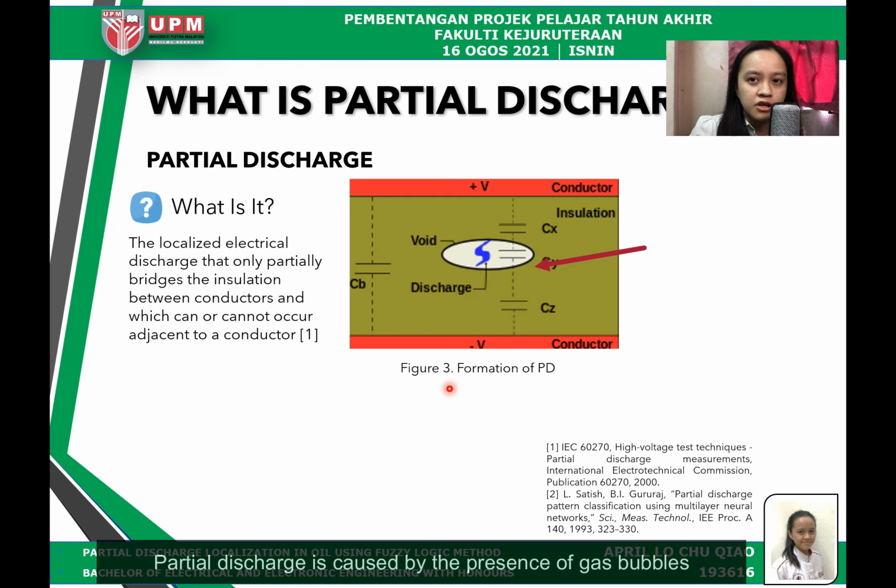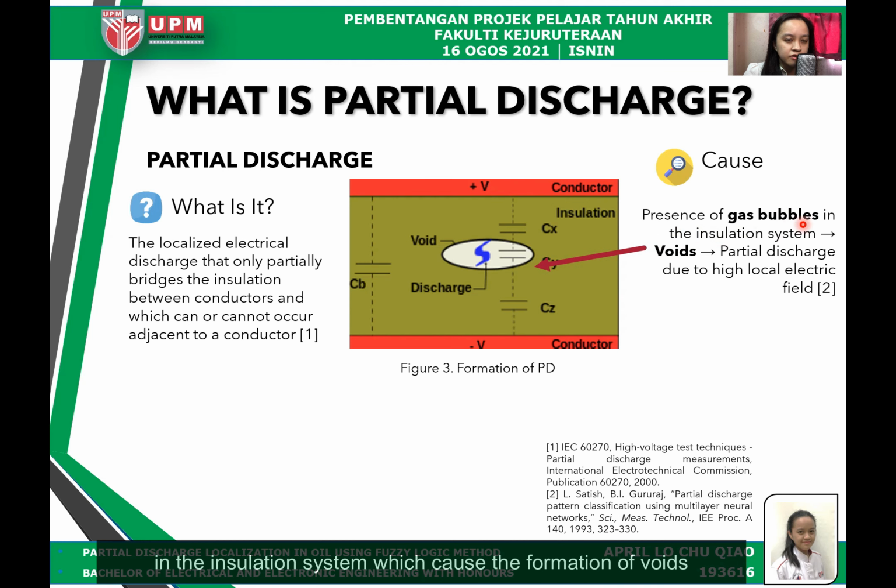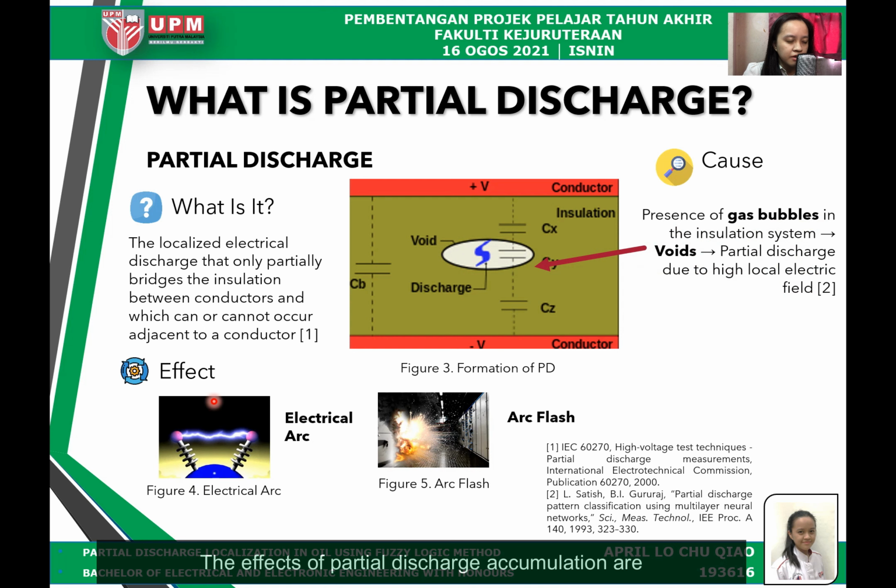Partial discharge is caused by the presence of gas bubbles in the insulation system, which cause the formation of voids. And this can cause partial discharge to occur due to high local electric field. The effect of partial discharge accumulation is electrical arc and arc flash, which are very dangerous to humans.